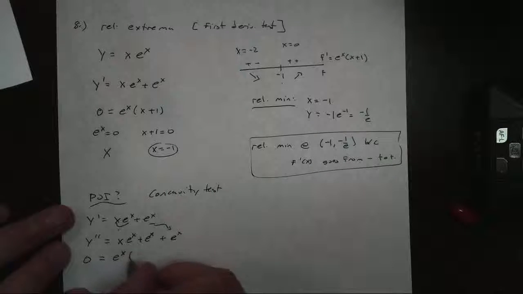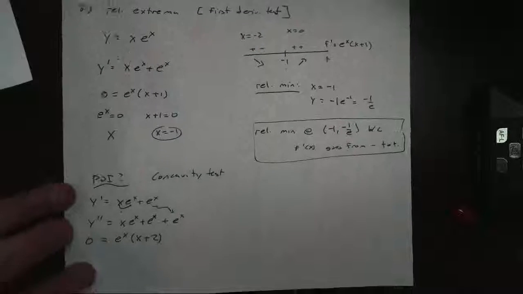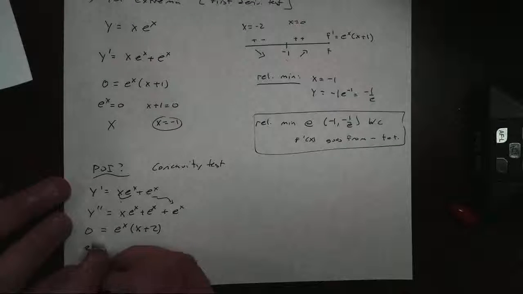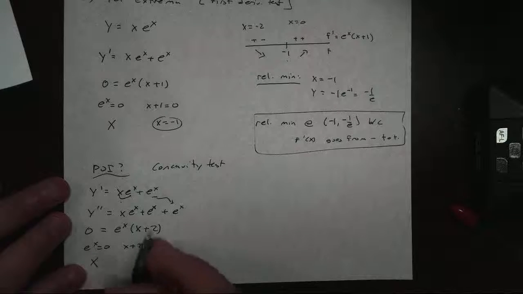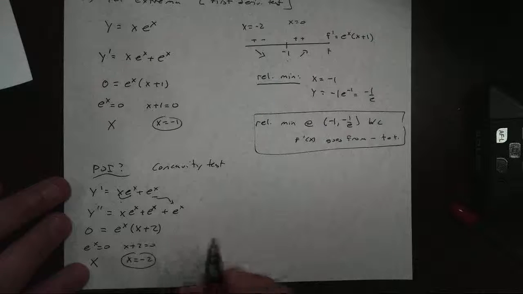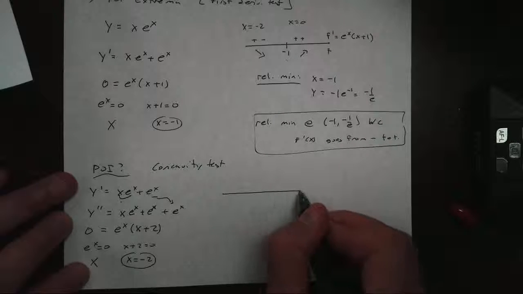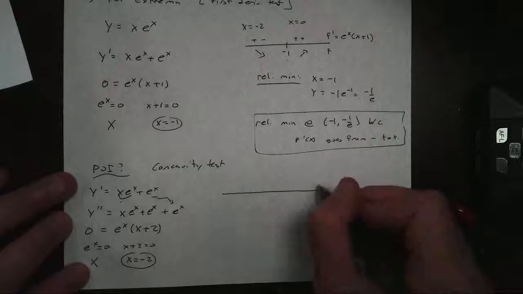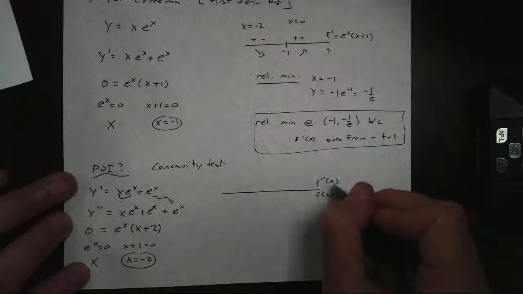I can factor out an e to the x, but this time I get x plus 2. Take a second and verify that if you need to. Set each of them equal to 0. That's not going to happen. You can't have e to the x equal to 0. Over here, if I try solving it, I get x equals negative 2. So there's my one critical point, or my possible point of inflection. So do my sign test, the second derivative this time. How does it affect my function?